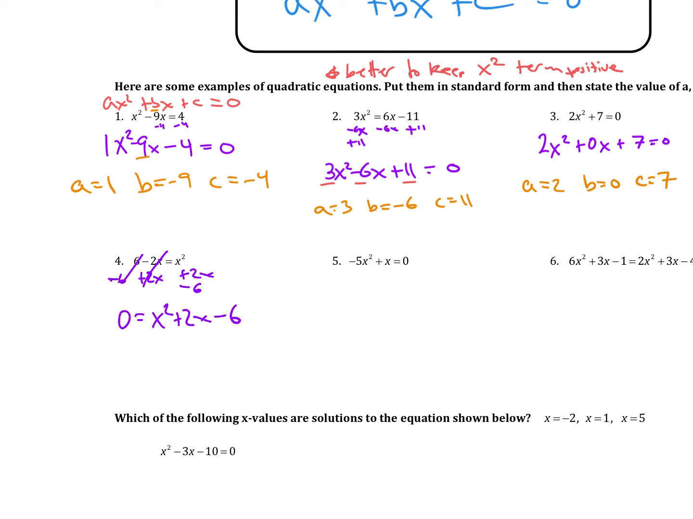And now, remember, when it's just x squared, that means there's a 1 there. So I would say that a equals 1, b equals 2, c equals negative 6.